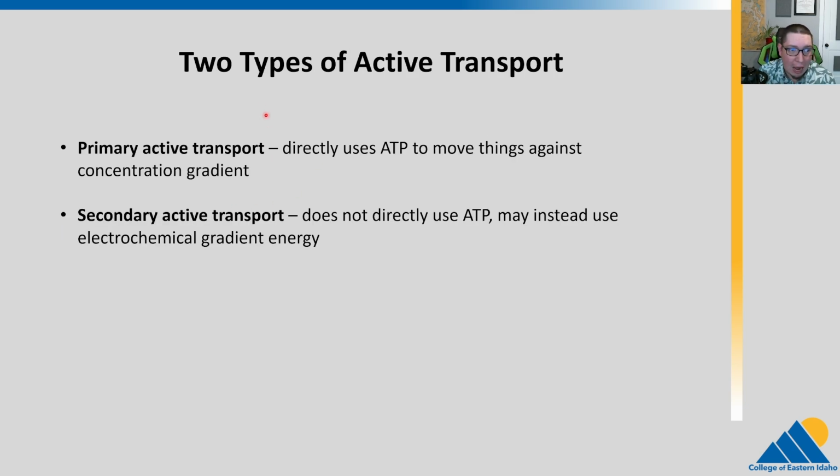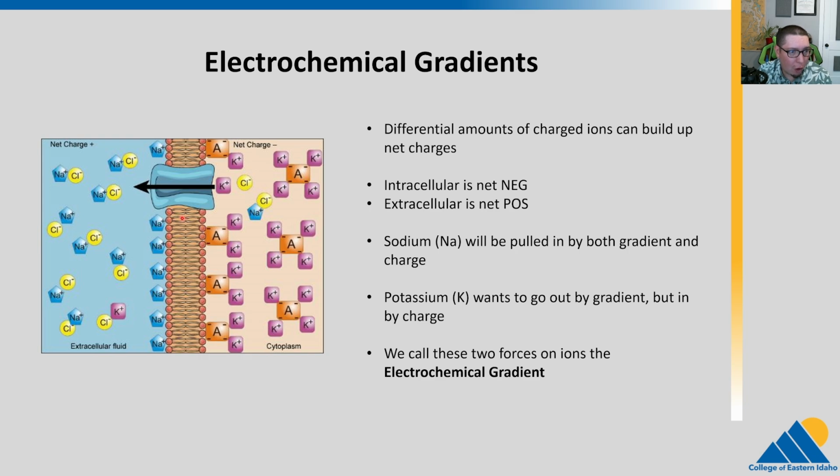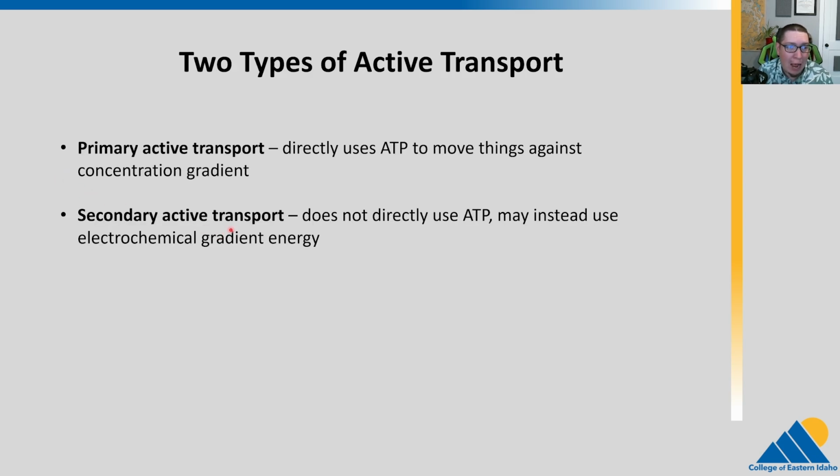There are 2 ways that this can happen. With primary active transport, we can directly move these things using ATP to go against the gradient. Or we can do this secondary active transport that doesn't directly use ATP, but might use an electrochemical gradient. So let's say we could be using this potassium gradient to also help pull sodium outside the cell or pull chloride outside the cell, something like that. That would be an example of secondary active transport. So we'll see some examples of primary active transport and then secondary active transport here.